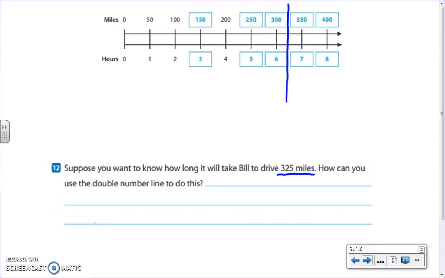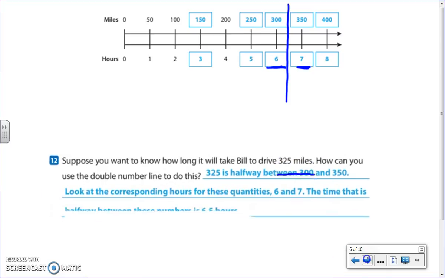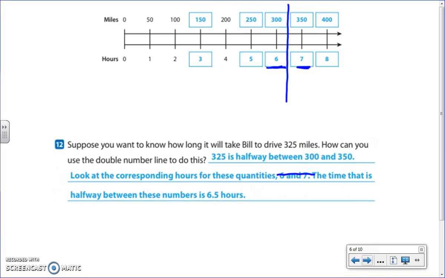Because 325 is exactly halfway between 300 and 350, I know that it would take exactly between 6 and 7 hours to drive that far. So in this case, I would know that it would be 6 1/2 hours. Okay, 6 1/2 hours. 6 1/2 is exactly between 6 and 7. So it says, look at the hours, 6 and 7. The time that is halfway between the numbers is 6 1/2 hours. Okay, so it's just exactly halfway in between.